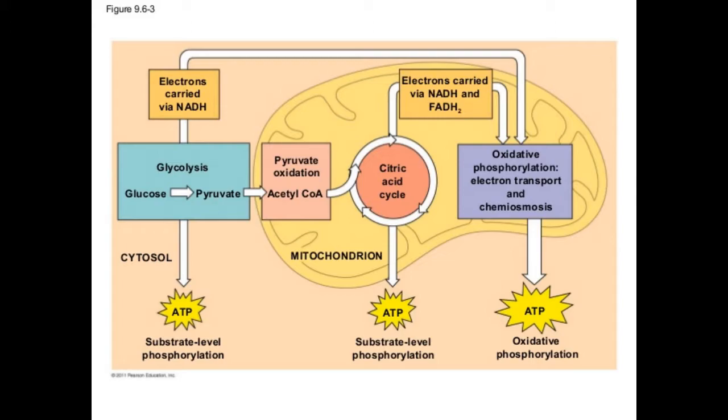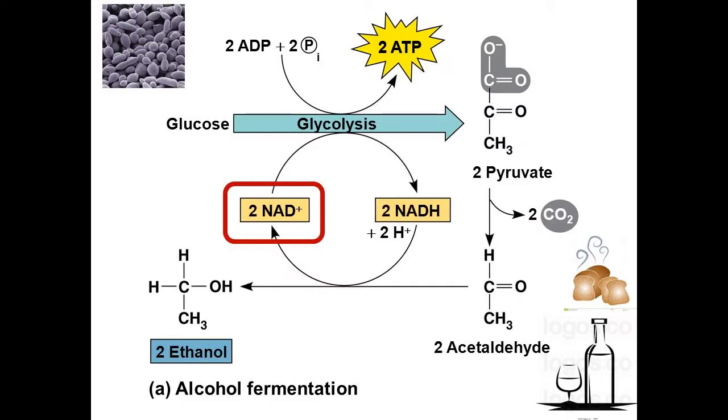In ethanol fermentation, glucose is converted into two molecules of pyruvic acid. During the first step, 2 ADP and 2 phosphates are converted into 2 ATP, while simultaneously nicotinamide adenine dinucleotide in its oxidized form is converted into nicotinamide adenine dinucleotide in its reduced form. This first step is also known as glycolysis.